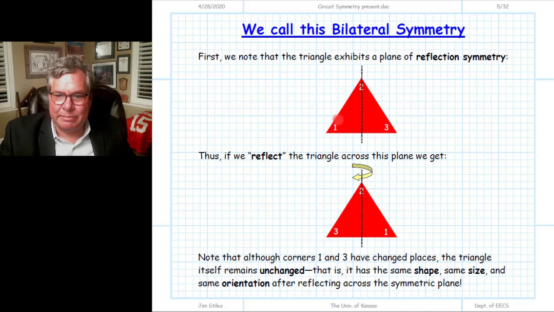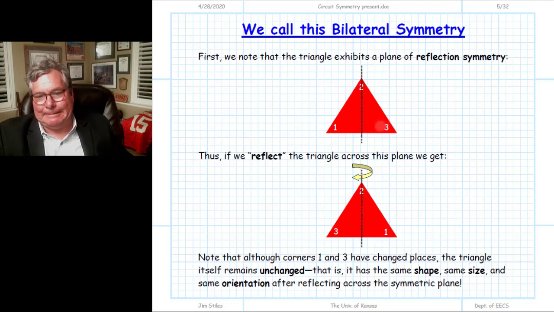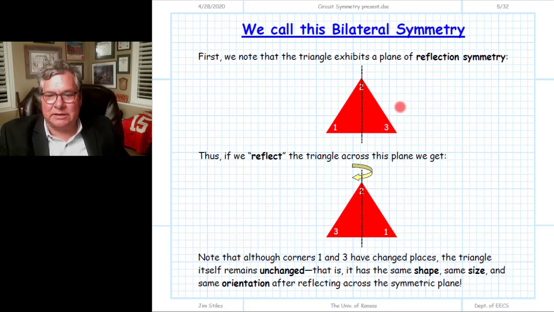Now what we're going to do is label each corner of the triangle, since they all really look the same. If we were to erase these numbers, we wouldn't be able to tell the difference between one corner and the next here. And we're going to talk about the symmetry in terms of a permutation of these corners. So if we were to reflect across this plane of bilateral symmetry, what we'd find is corner 1 went to corner 3, and corner 3 went to corner 1.